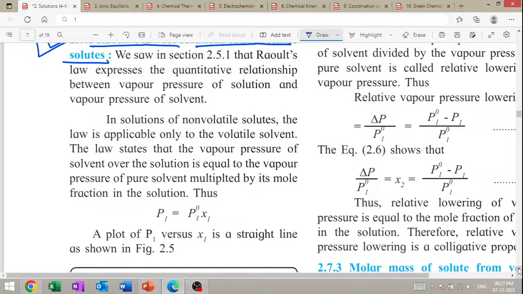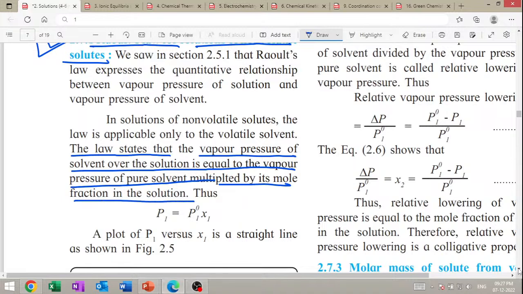Then what is the statement? The statement is that the law states that the vapor pressure of the solvent over the solution is equal to the vapor pressure of the pure solvent multiplied by its mole fraction in the solution. So yes, this is the statement.